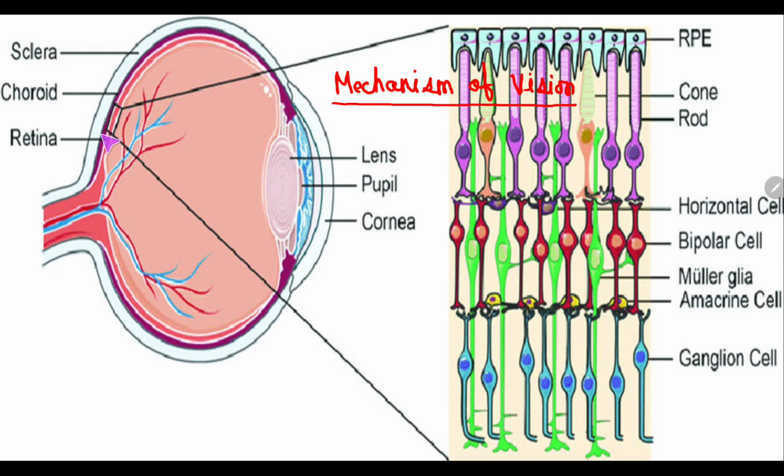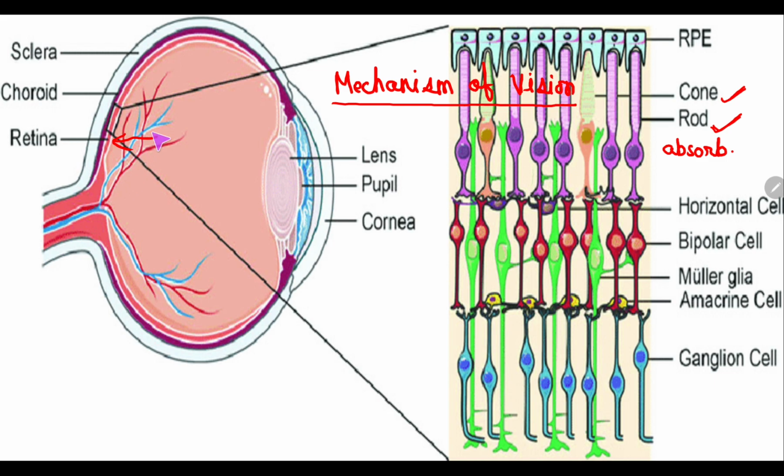We all know the retina is the innermost layer of the eye, and we call it the neural layer. This retina is the only layer where some specialized cells are present. Those cells are called cone cells and rod cells. These cone cells and rod cells are light sensitive cells. They are photosensitive cells. They absorb light.